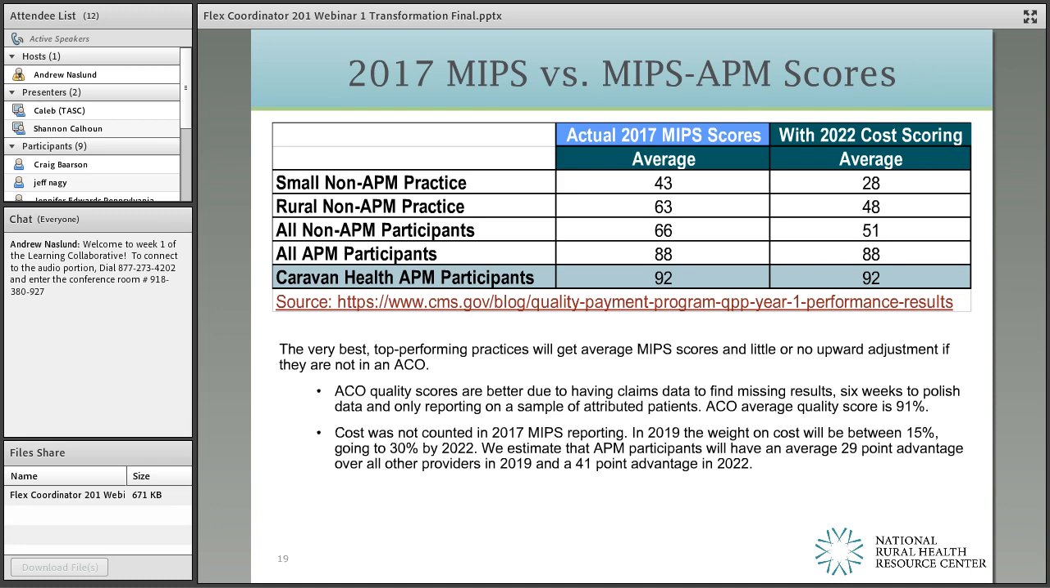It's probably the largest ACO enabler that serves rural providers and ACOs. But you can see in the 2017 MIPS scores what the average was based on small, rural, non-alternative payment models, all alternative payment models, and Caravan Health alternative payment models. If we look at the change in the weighted measures for cost scoring alone, the change in the ability to make a higher score without having cost information, aka claims data, is significant, especially for small and rural hospitals. You drop from 63 to 48, from 66 to 51 on non-APMs.